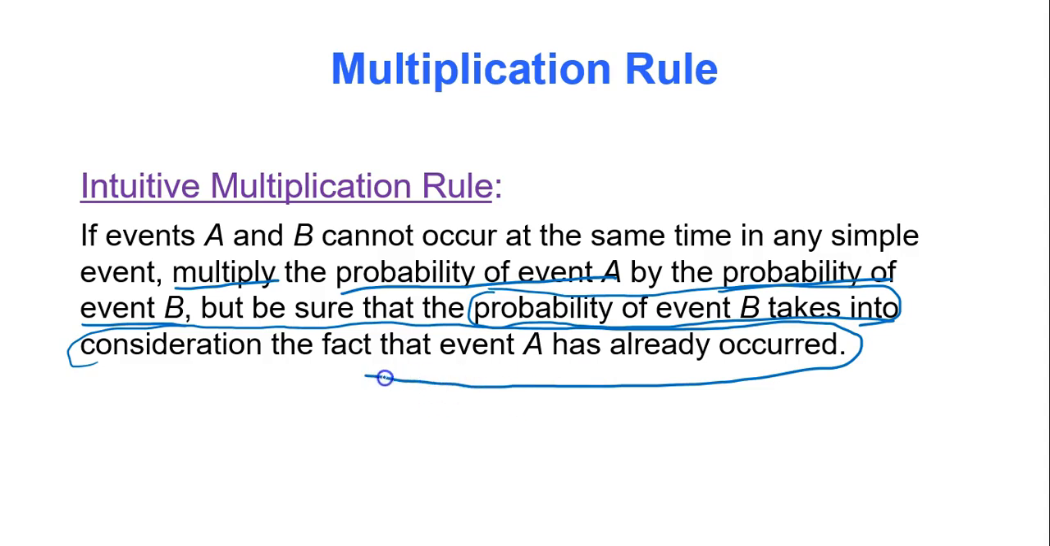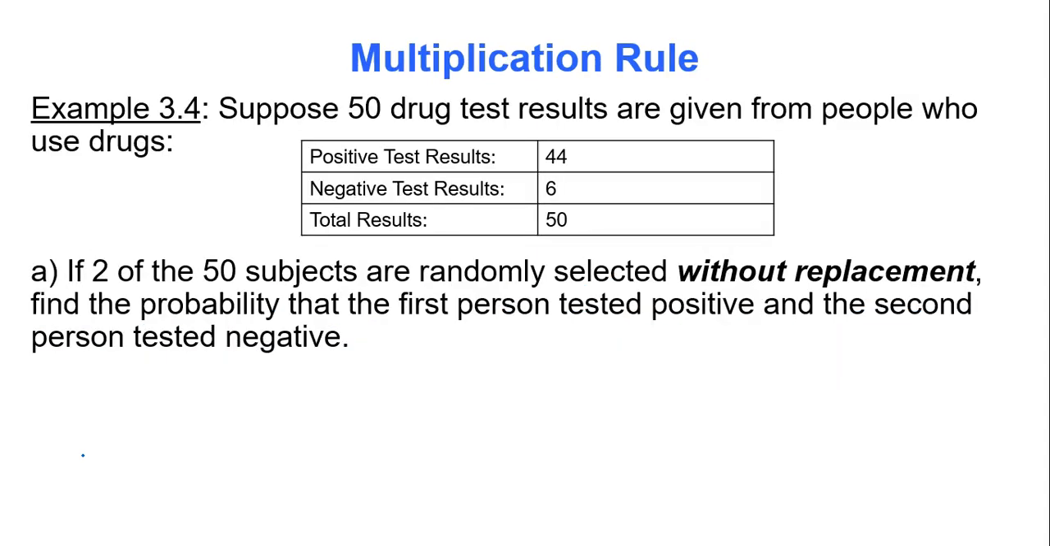That's the most important thing, what I just circled. Make sure that the probability of your second event B takes into consideration the fact that event A has already occurred. Remember, think about that deck of cards. You had 52 on the first trial, and it went down to 51 on the second trial because we're assuming you didn't replace the card back into the deck.